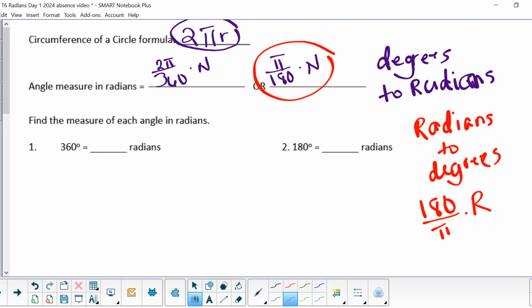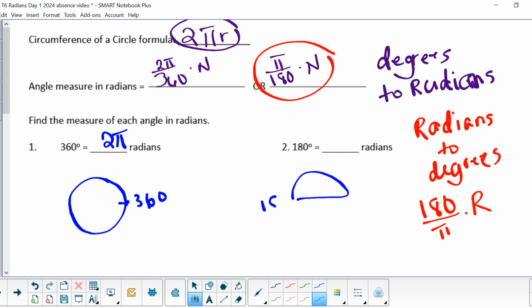But some of these you're just going to want to know, without having to actually do the work of changing around. So remember when we talked about going all the way around the circle, that's 360 degrees, which is also 2 pi. And that means that going halfway around the circle, which is 180 degrees, is then equal to pi radians. But that would also work if you put it into the formula right here. So if you put 180 in for n, then you would get pi as the number of radians.